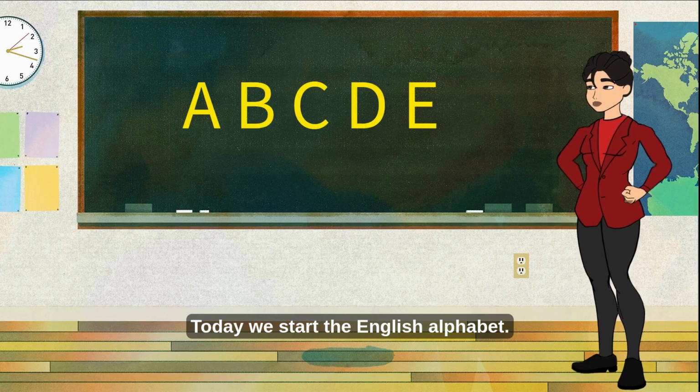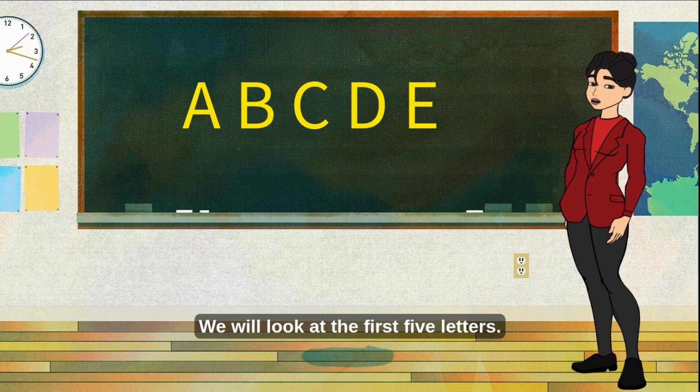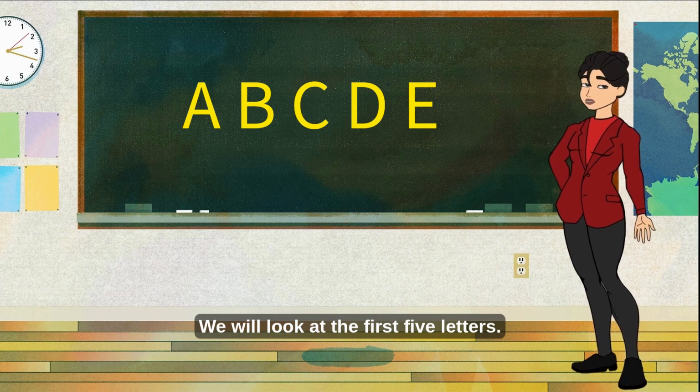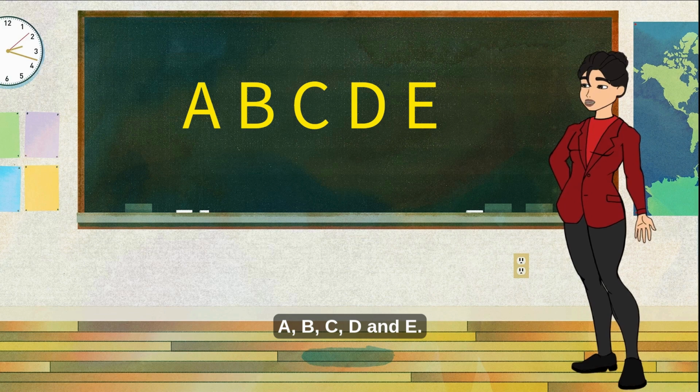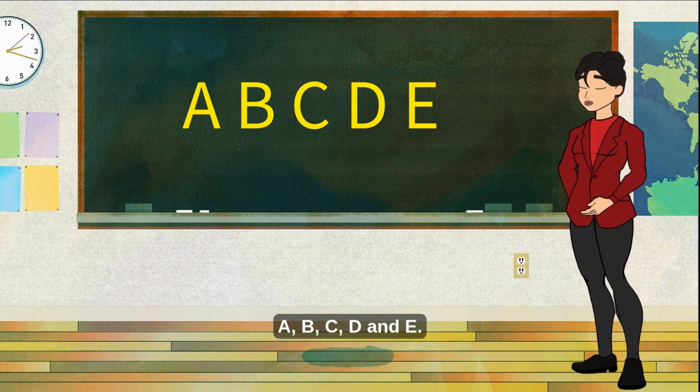Today we start the English alphabet. We will look at the first 5 letters A, B, C, D and E.